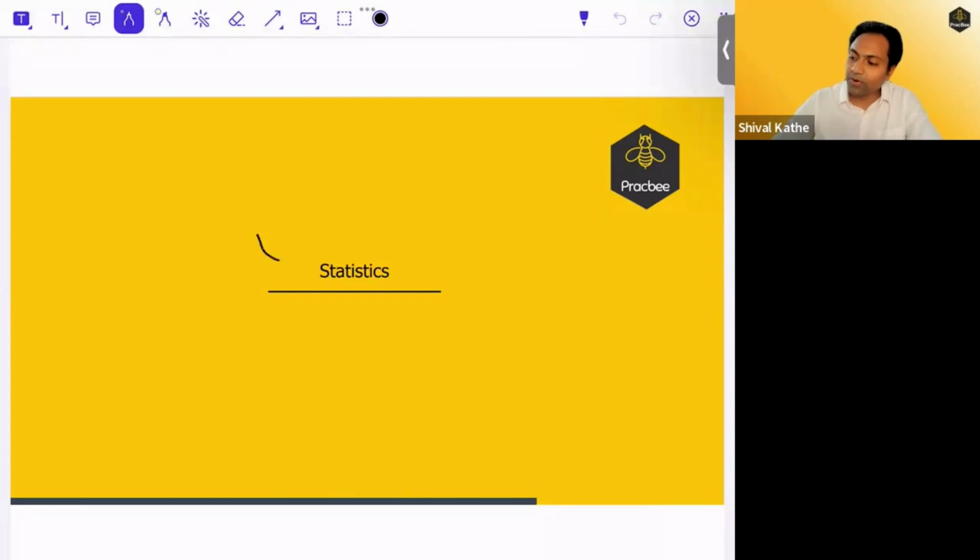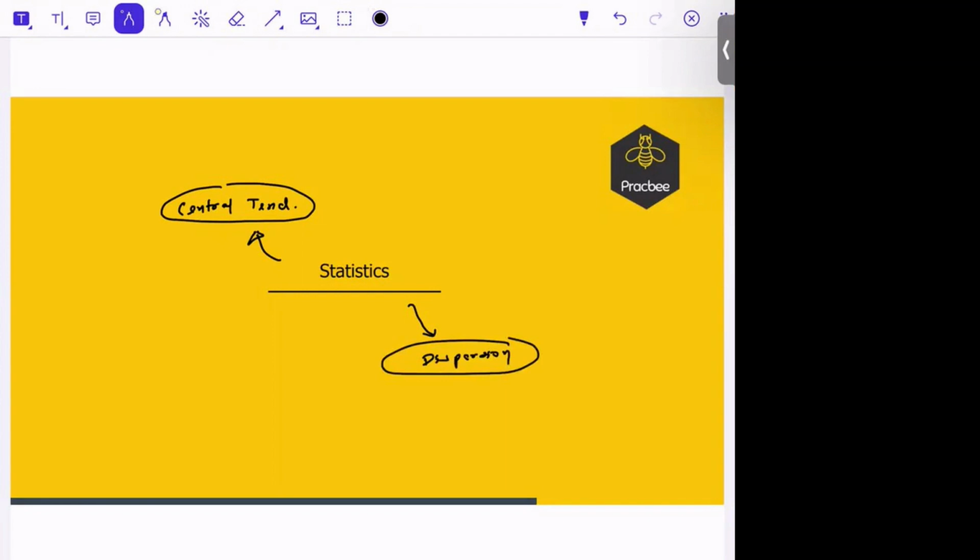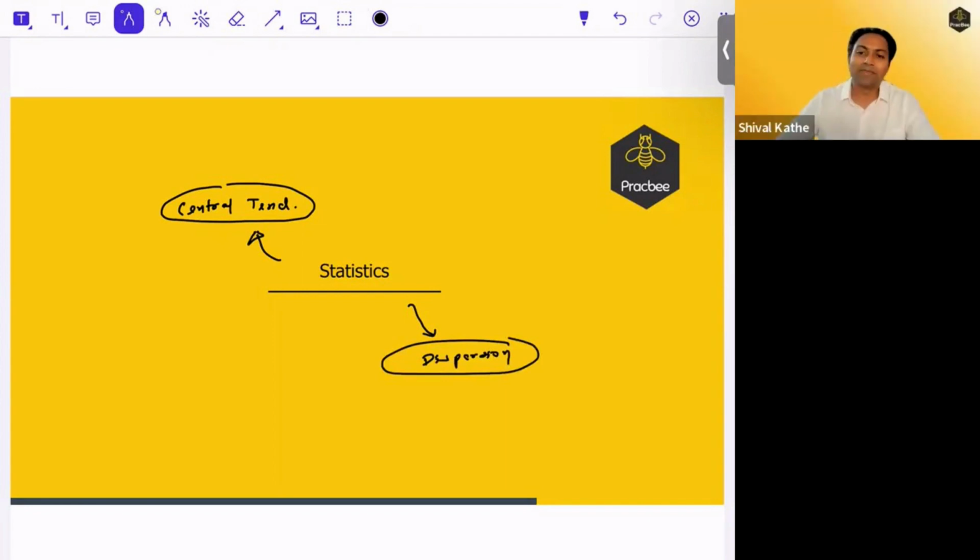If I look at it from the JEE point of view, this chapter has primarily two parts. One is central tendency. Can anybody tell me what is central tendency? Tripti. Central tendency means mean, median, mode. Yes, okay. So mean, median and mode are the ways to measure central tendency. But what is central tendency?